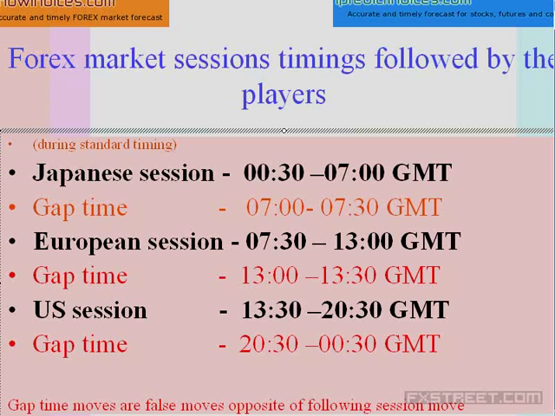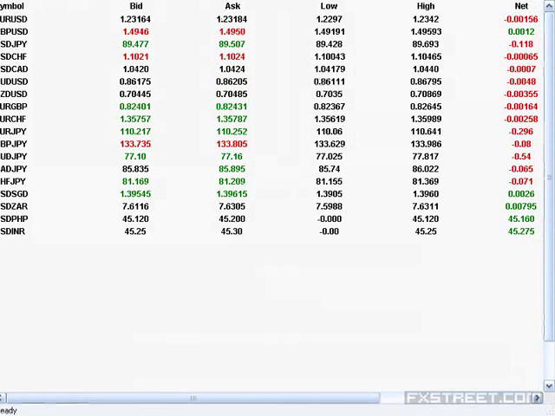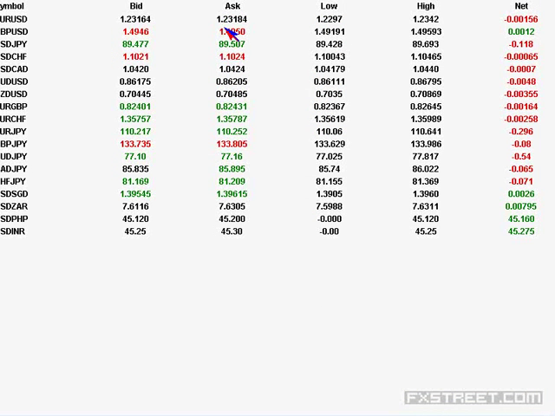Then the gap time what I am referring to, these are all the timings during which we come across a false move before the opposite move they normally do during the next session. Now let me go to that of the live market code page and review the market for your benefit. Now currently Euro is trading around 1.2316, 1.2318. The low is 1.2297. The high is 1.2342. You find a narrow range swing is happening. The net change is 15 pips negative.